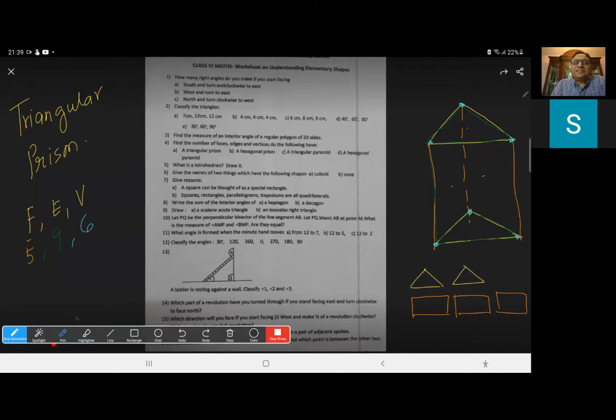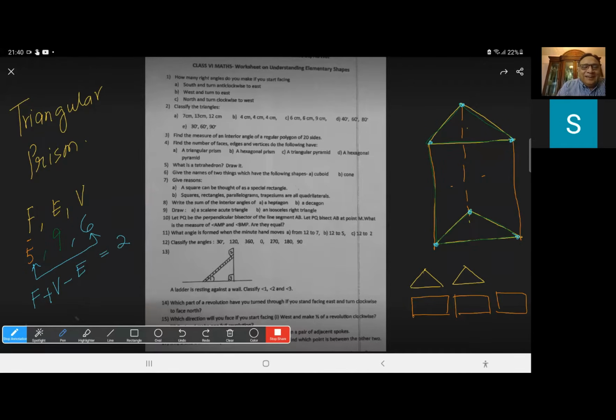How do you know this answer is correct? Check this out. If I add 5 and 6, what do I get? And if I subtract 9, what do I get? Try to work this out. Number of faces plus number of vertices minus edges is what? Is it equal to 2? If it is equal to 2, then it is correct.